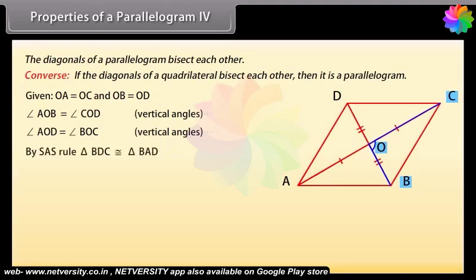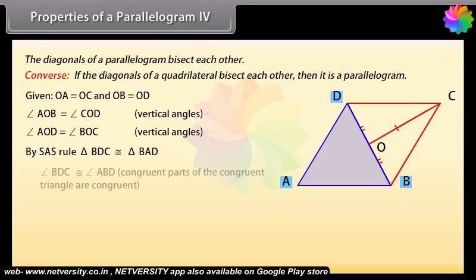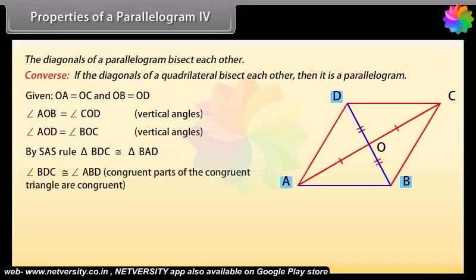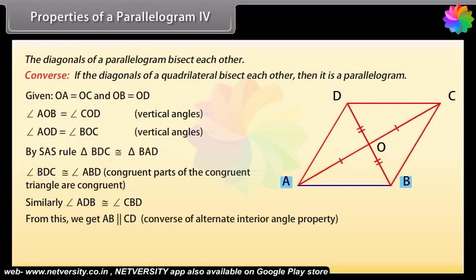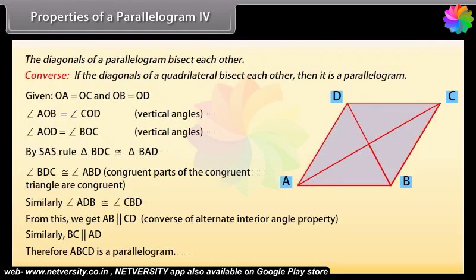So, by SAS rule, triangle BDC is congruent to triangle BAD. Therefore, angle BDC is congruent to angle ABD, because congruent parts of congruent triangles are congruent. Similarly, angle ADB is congruent to angle CBD. From this we get AB is parallel to CD. Similarly, BC is parallel to AD, using the converse of the alternate interior angle property. Therefore, ABCD is a parallelogram.